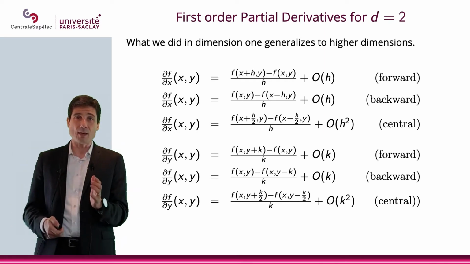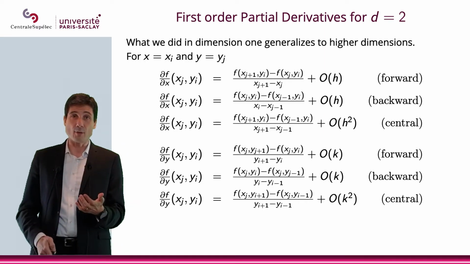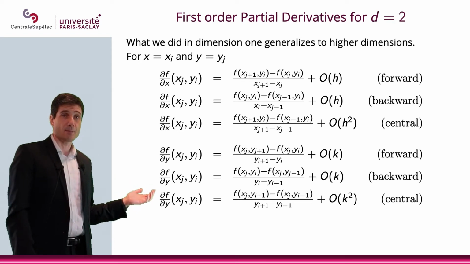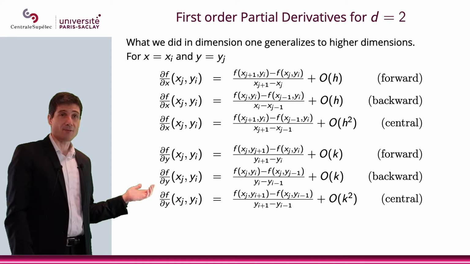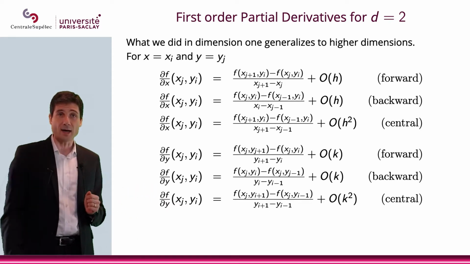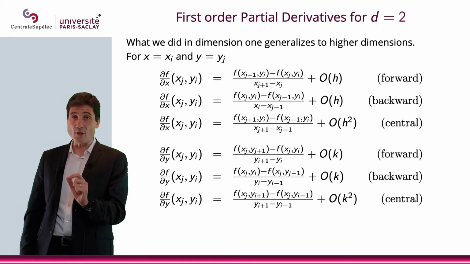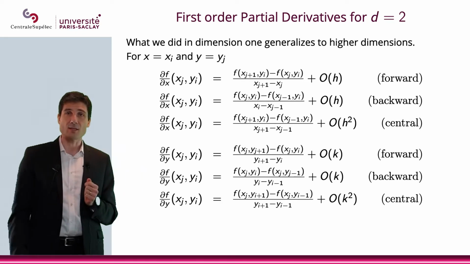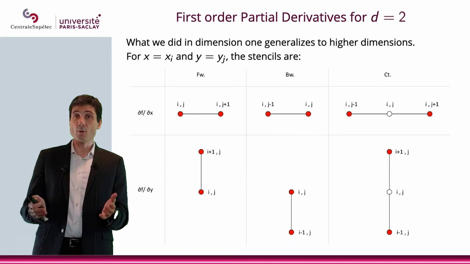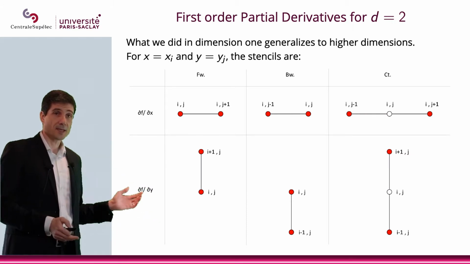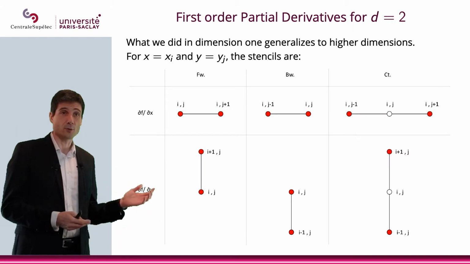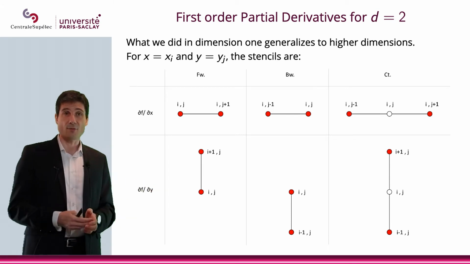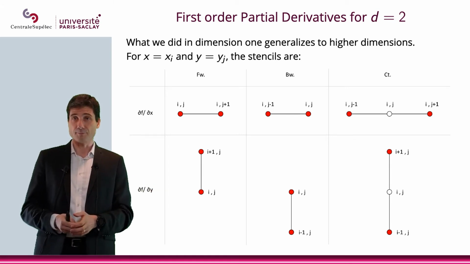So basically what I'm saying is that if you have a grid, then if you want to approximate the partial derivative df over dx or df over dy at x_i, y_j, it will be easy to do so by simply using these formulas. And we can look at the stencils that are here. Obviously, if you look at df over dx, then that will be horizontal. If you look at df over dy, then that will be vertical.